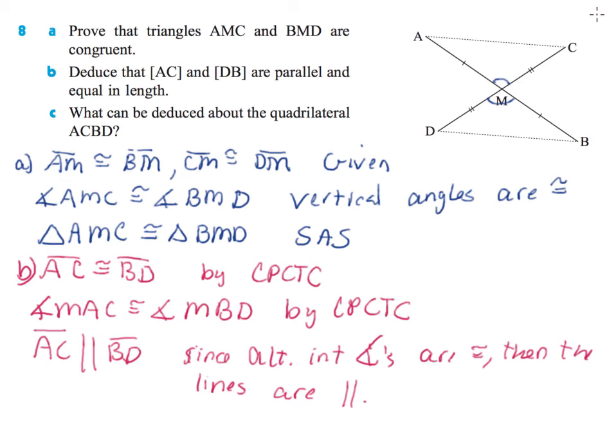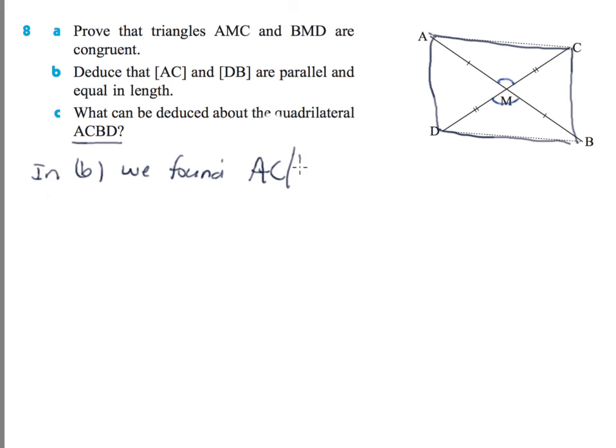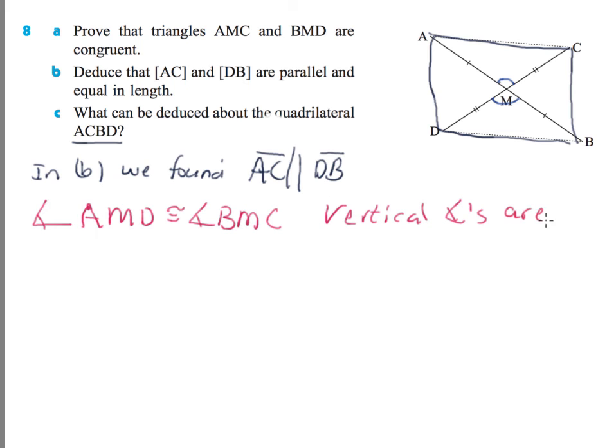For part C, what can we deduce about a quadrilateral ACBD? So let's form quadrilateral ACBD on our diagram over here. Now, from part B, I've already found that AC is parallel to BD and that AC equals BD. So to prove that AD and CB are parallel and congruent, let's look at angle AMD and angle BMC. They are also vertical angles, and we know vertical angles are congruent.